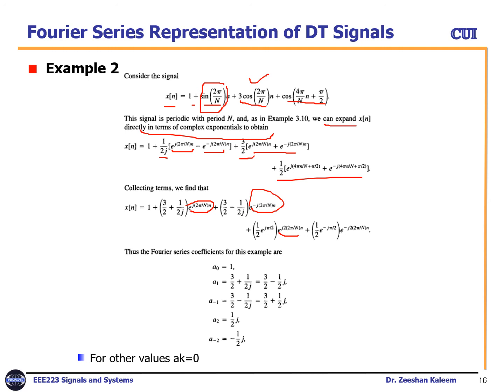By comparing this with our Fourier series equation, we can get the Fourier series coefficients for different values of k. So a0, for k equals 0, has a value of 1. For a1, because we have k equals 1 here, we have these coefficients, and because of the minus sign here, we have a minus 1. And because of the positive sign, and we have a 2 here, it means we have k equals 2 here. So a2 equals 1 over 2j.